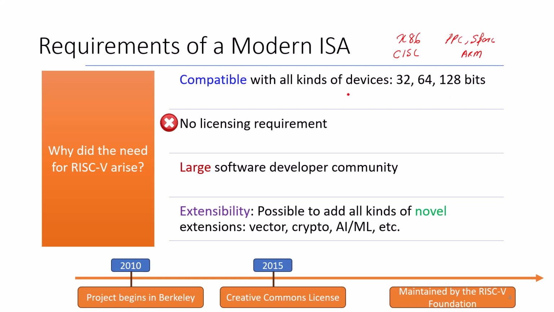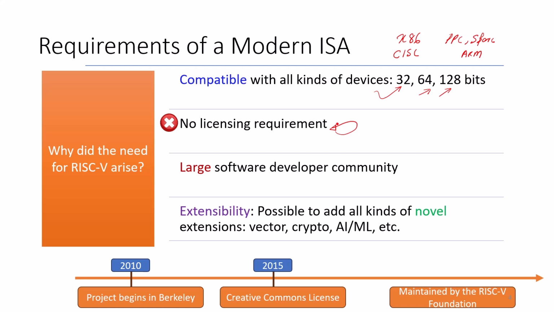A few additional requirements: it had to be compatible with all kinds of devices, starting from small 32-bit devices, in fact, also 16 bits, 64 bits, 128 bits. You want it to also be compatible with servers. No licensing requirement. This was a huge requirement, primarily because many of the proprietary ISAs did not allow a vendor or a company to build a processor for that ISA without paying a licensing fee. And depending upon whom you ask, many would say that the licensing fee was quite high.